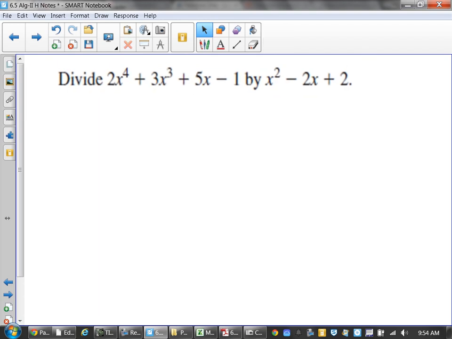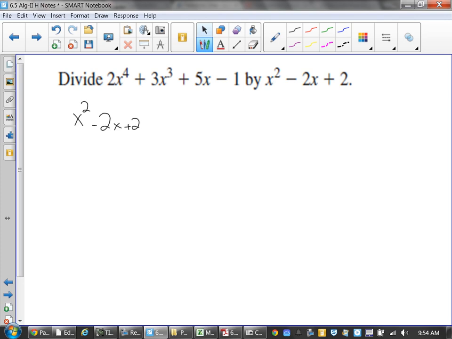We're going to go long division here. We're going to take a 4-term divided by a trinomial. So you put the trinomial on the outside. We have x squared minus 2x plus 2, into 2x to the 4th plus 3x cubed plus 5x minus 1. Once again, I did not need to worry about any placeholders because I have a nice descending degree here. You don't have to worry about it.